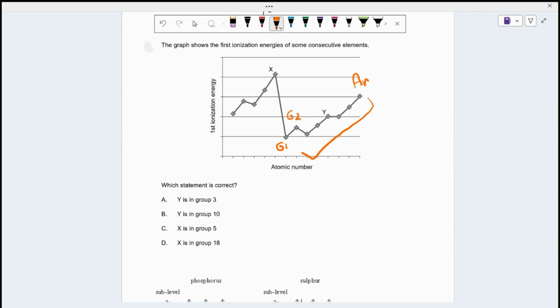neon. So if we were to follow that trend, it would be chlorine, sulfur, phosphorus, silicon, and this would be aluminium. We have a very steep drop here. Now that would be indicative of the fact that X is a noble gas.